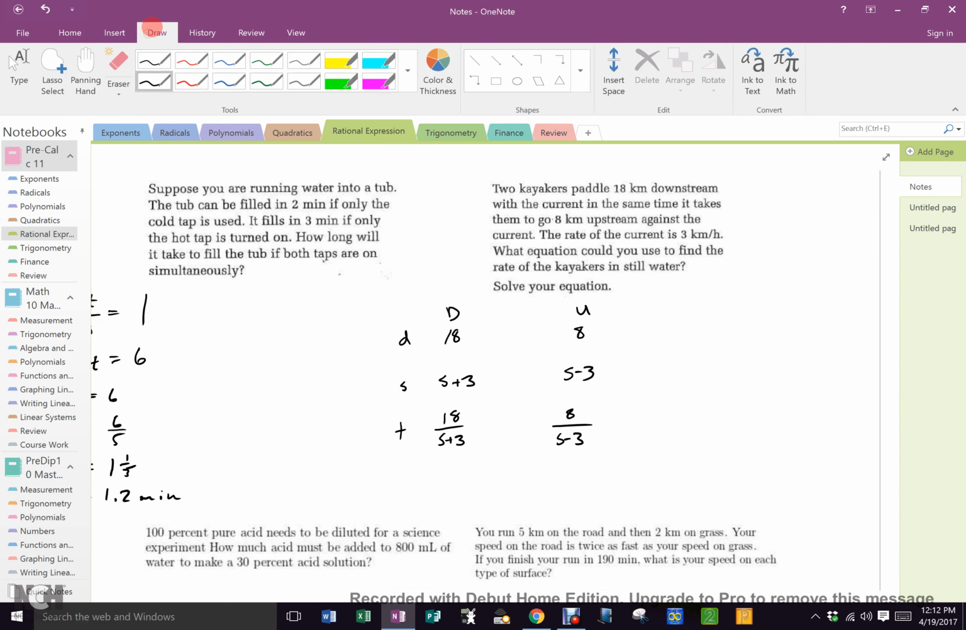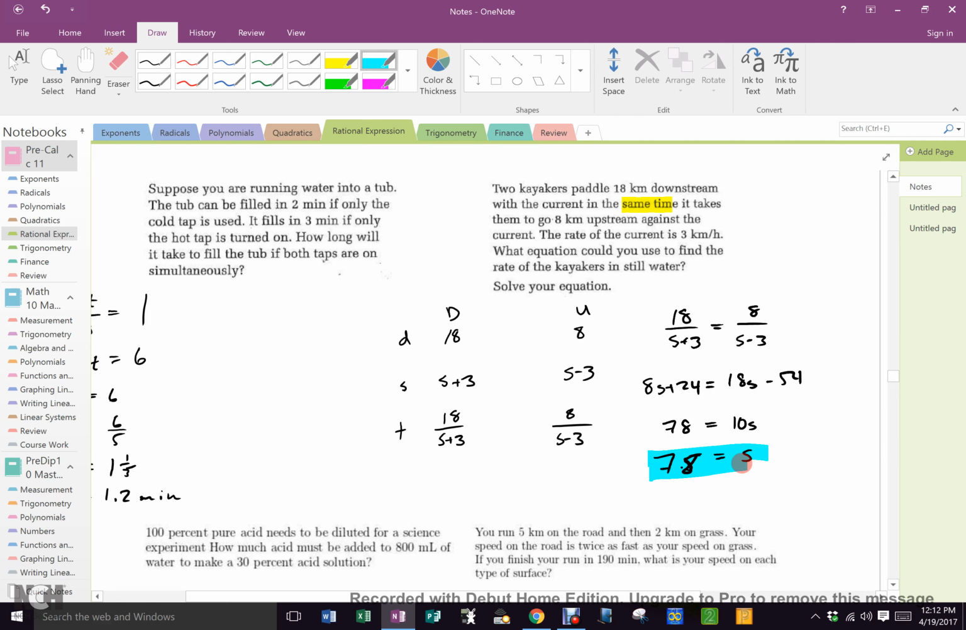Now, the question says that it's done in the same time. So that tells us that this time, 18 over s plus 3, has to equal 8 over s minus 3. Then I cross multiply. 8s plus 24 has to equal 18s minus 54. 10s equals 78. S equals 7.8. Not 7.5, 7.8. There we go.